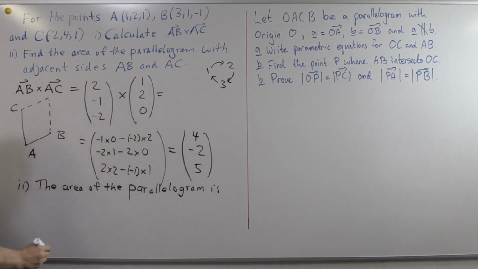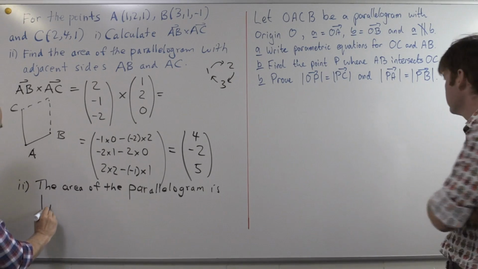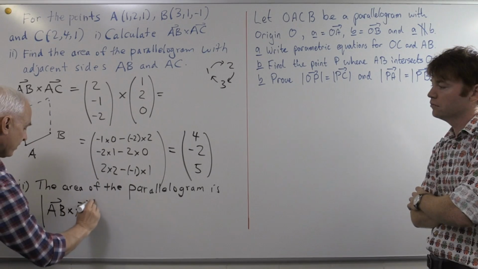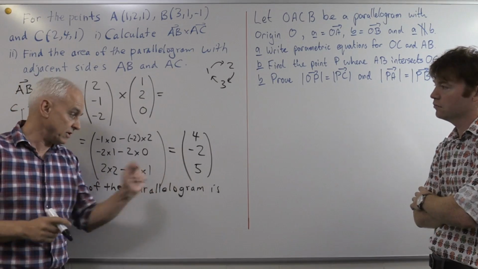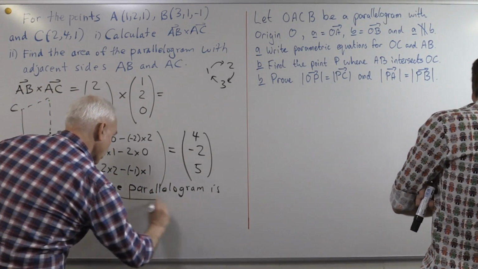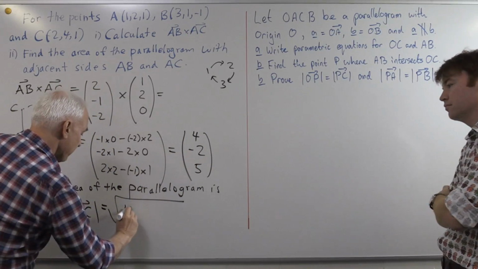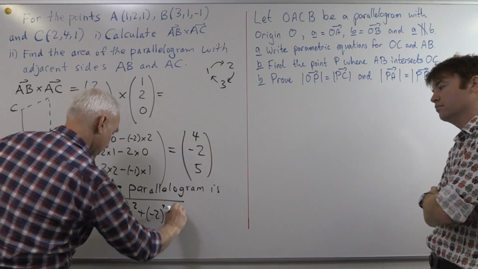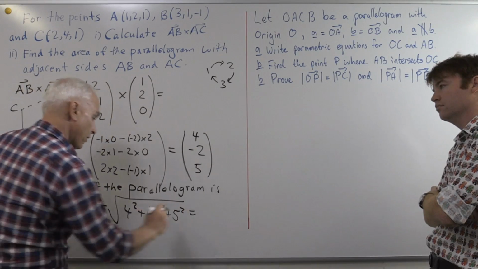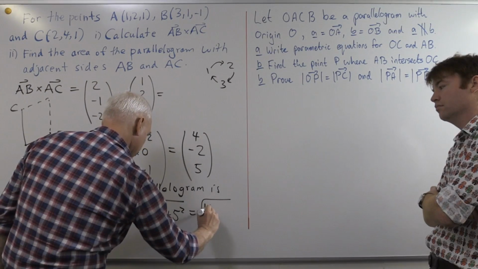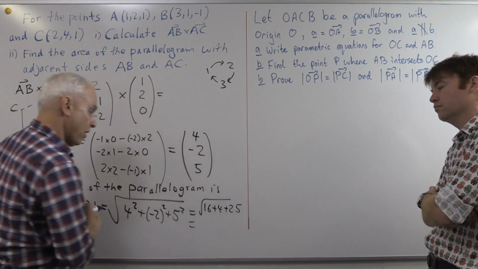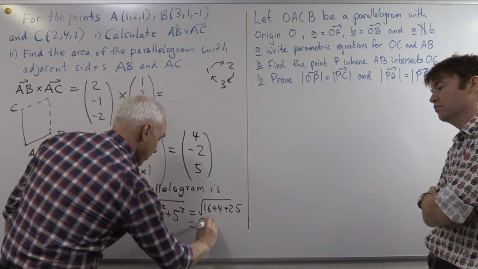is, well, it's the length of the cross product AB cross AC. It's the length of the vector that we've just found. So that's a square root of the sum of squares, 4 squared plus minus 2 squared plus 5 squared. And that's all together, let's see, square root of 16 plus 4 plus 25 for a grand total of square root of 45.